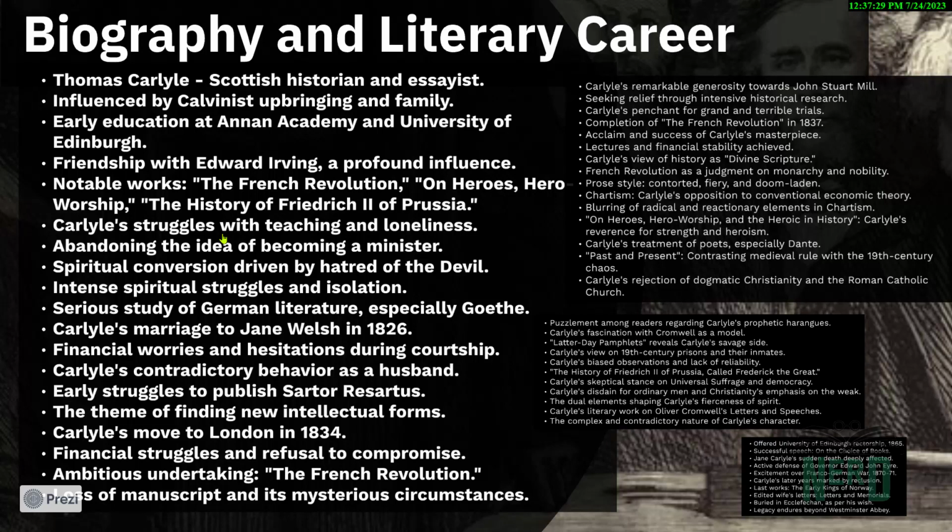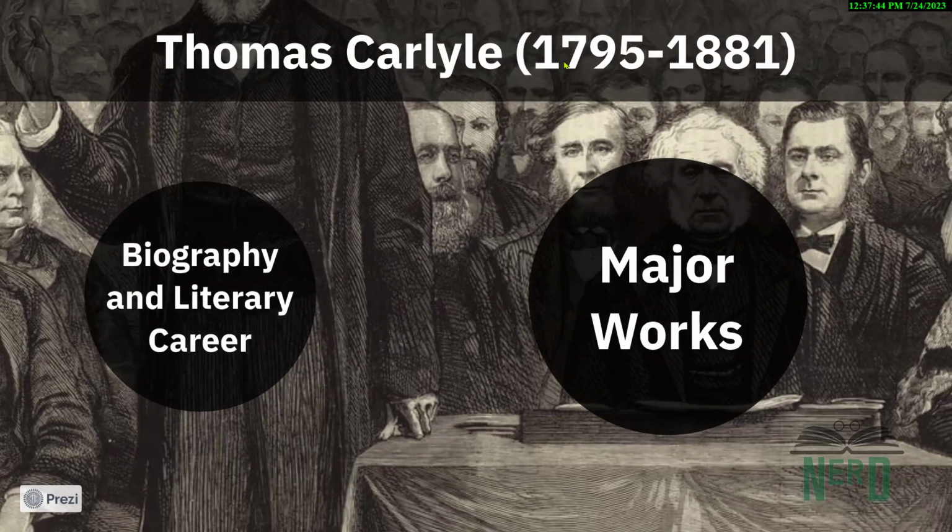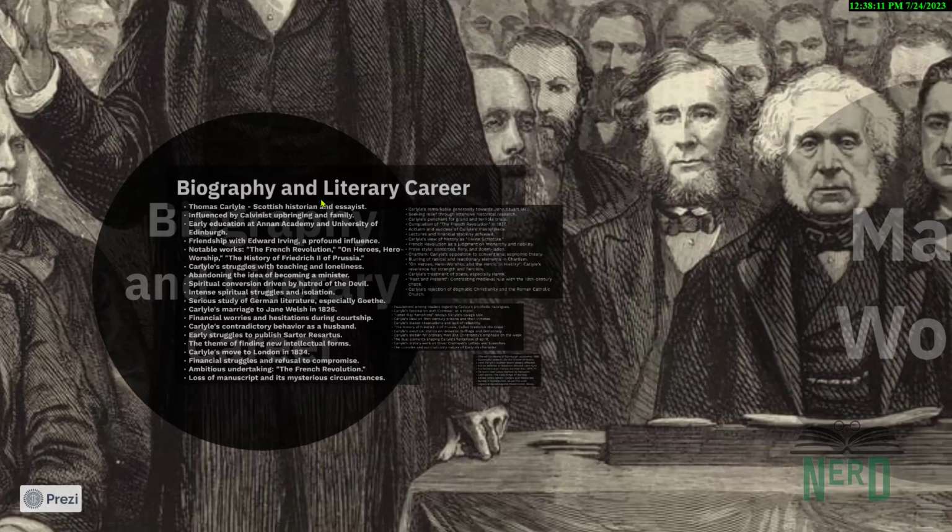Thomas Carlyle, the Scottish historian and essayist, was born way back in 1795 and lived until 1881. You can see the date 1795 to 1881. You need to remember the date because in the exam they only ask about the chronological order of the particular author, and also they ask about the order of the work in a chronological manner. So that's where this class will be focused on. And now we can just move to the biography.